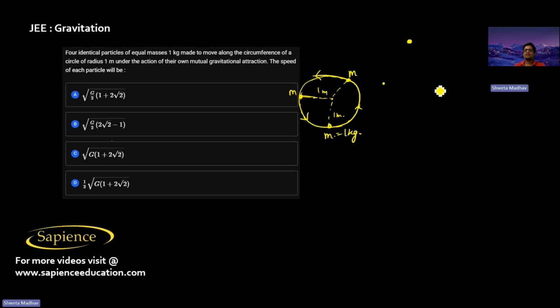They will form an equilateral triangle around that circle. The mass is mass m, so consider their mutual gravitational attraction. This is R, this is also R, this is also R. This is 120 degrees.